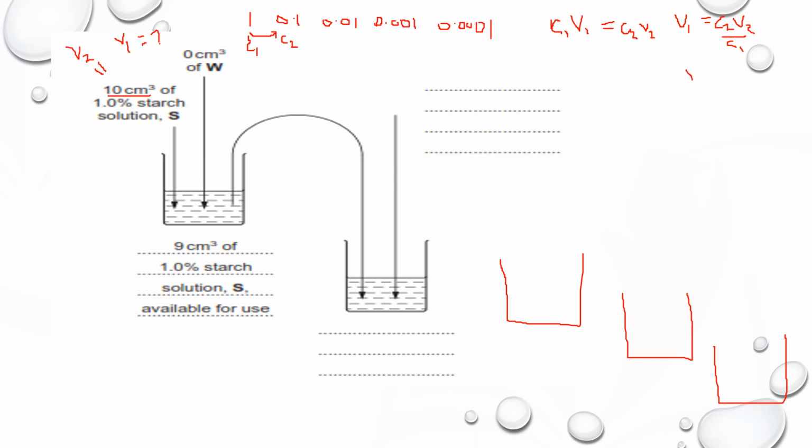So my V1 here, if I'm moving from 1% to 0.1%, this is 1%, and I want to use it to produce the next one, 0.1. So this is my C1, this is my C2, and my V2 is 10. So now C2 is 0.1, times V2, which is 10. You know how we do it, guys.